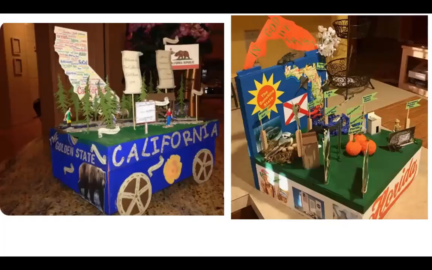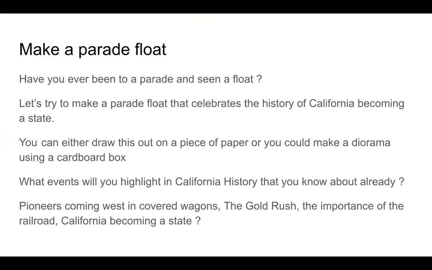All right, and that's going to take us to our final project. The students just loved it, and their parents did too. The project is to make a parade float celebrating California becoming a state. It's a nice way to put together all the things that we've learned so far, to culminate it all. I ask them if they've been to a parade and seen a parade float and what the purpose of that is. And so our purpose is going to be to celebrate California becoming a state.